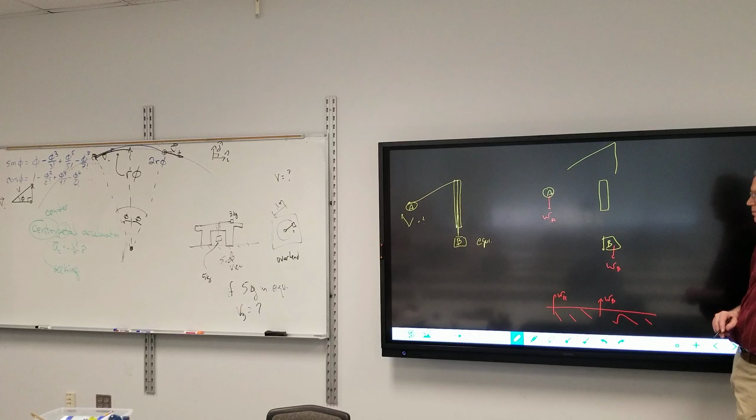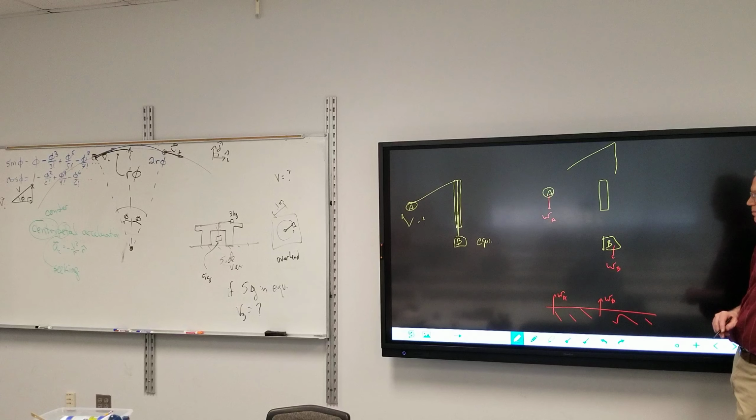Tension on A towards the string. So I have this tension on A, and then the opposite of that on the string. Then there's tension acting up on B, if something's holding it up, and down on the string.